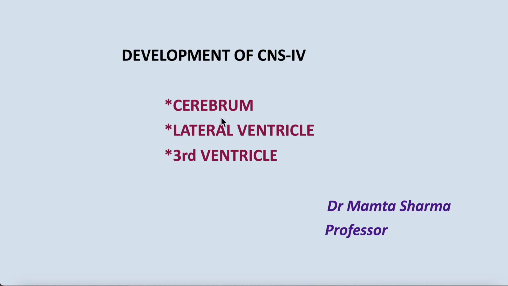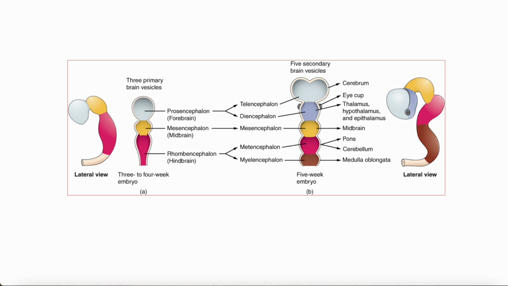We will discuss the development of the cerebrum, lateral ventricle and third ventricle. So this is the diagram you are aware of. These are the three primary vesicles initially, that is prosencephalon, mesencephalon and rhombencephalon. We are finished with the development of the brain stem. Now in today's lecture we are going to start with the development of the forebrain, which includes the telencephalon and diencephalon. But in today's lecture we will discuss this telencephalon portion.